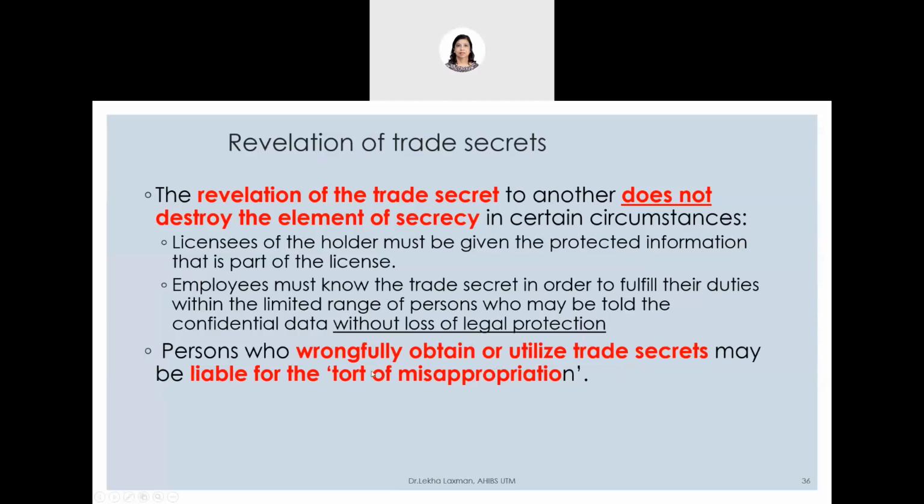So either these employees, ex-employees, could use it for themselves, or they can take your trade secret and give it to somebody else for a price. So either way, both parties can be sued for that purpose.